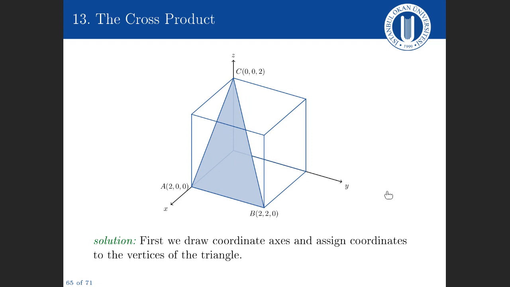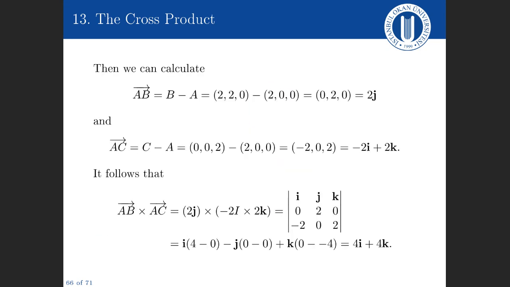Now that we know coordinates for the corners, we can write down 2 vectors. I choose to use AB and AC. AB, we can check, is 2j. AC is minus 2i plus 2k. We need to calculate the cross product of these 2 vectors: AB cross AC.